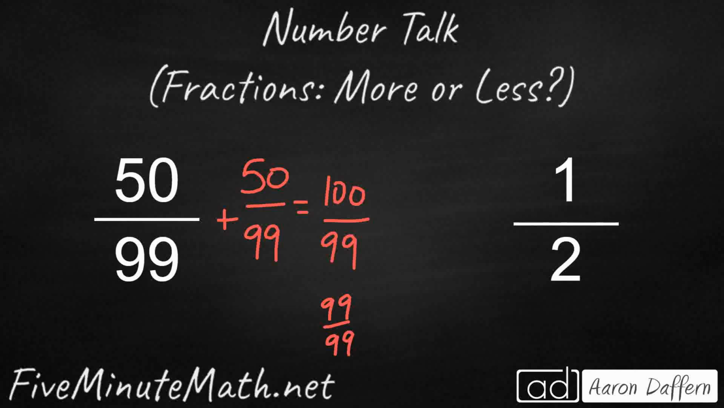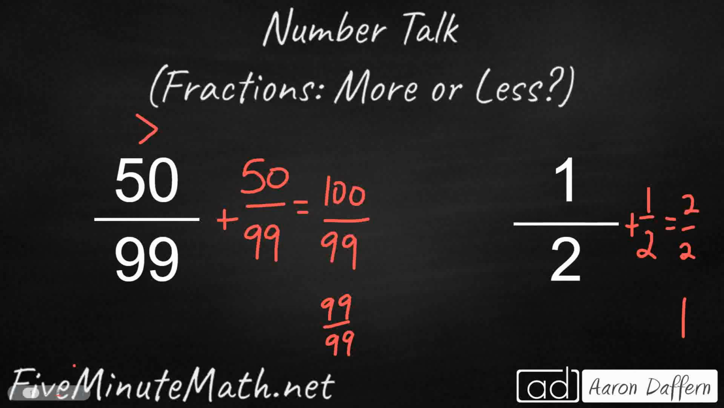The reason that's important is because if I double 1/2, I know that's exactly 1. That's 2 halves, or that equals 1. So if I double 50/99ths and get slightly over 1, then that makes me think this is going to be slightly over 1/2, or greater than 1/2, because it's a little bit more than 1 when I double it.